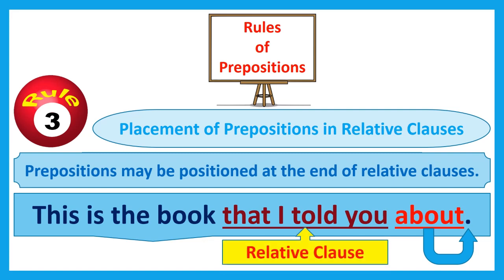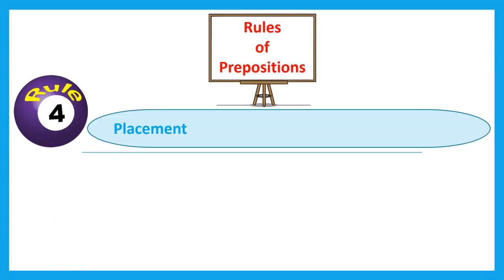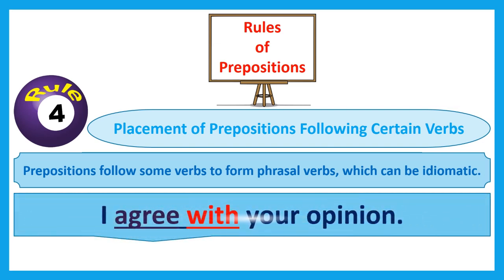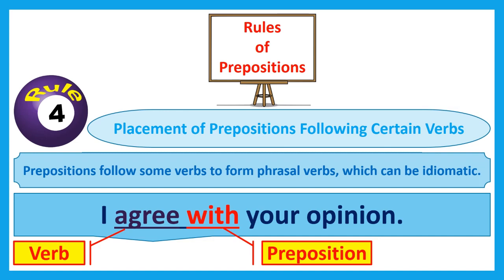Rule 4. Placement of prepositions following certain verbs. Prepositions follow some verbs to form phrasal verbs which can be idiomatic. For example, I agree with your opinion. In this example, "agree" is the verb and "with" is the preposition that indicates concurrence.